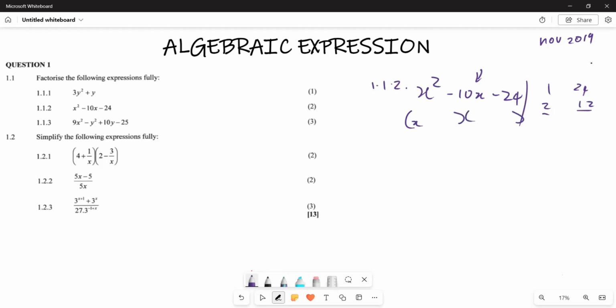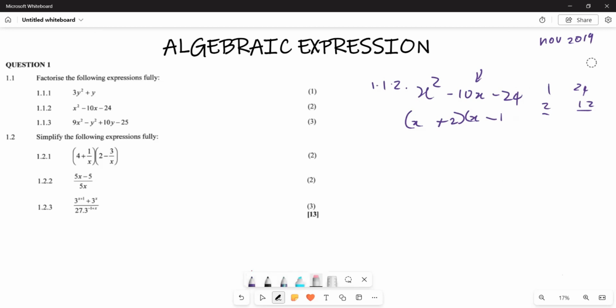This is going to be your x, and this is going to be your x. Obviously, this is going to be your 2 and also your 12. And then now, because the middle term is negative, the bigger factor is going to be negative, and the other is going to be positive because the last term is negative, right? And basically, this is how we are going to solve for your 1.1.2, right?